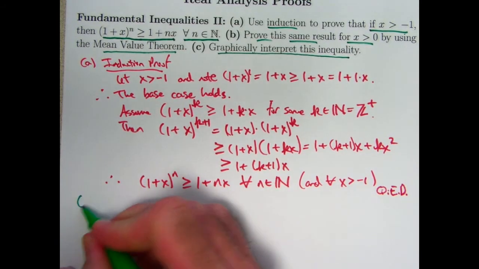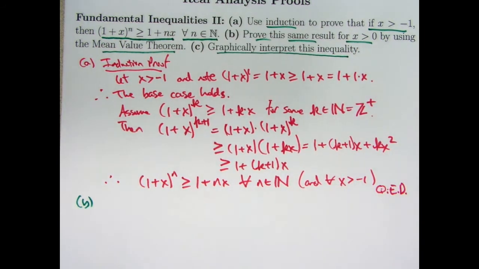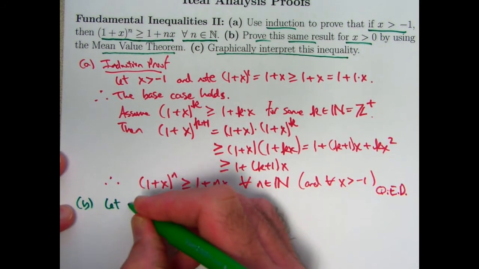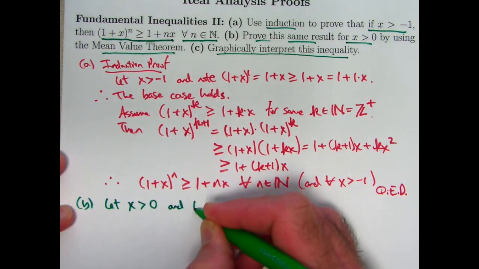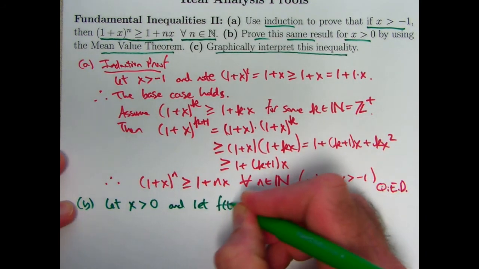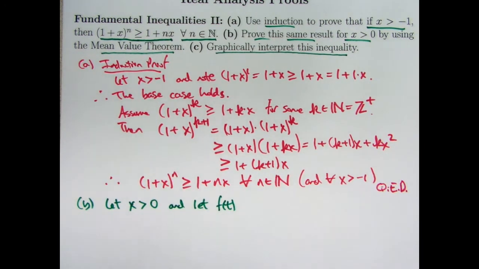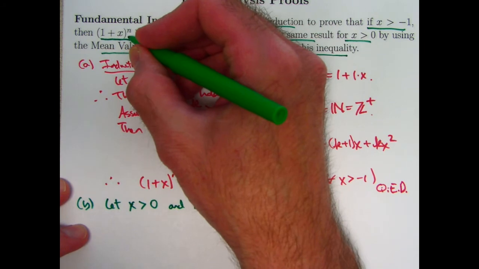What about part B? Prove the same result for positive values of x by using the mean value theorem. So I'm going to let x be positive, and I'm going to define a function here, f of t. I could use an x, but I'm thinking of x as being a fixed positive number here. Be the function 1 plus t to the n.